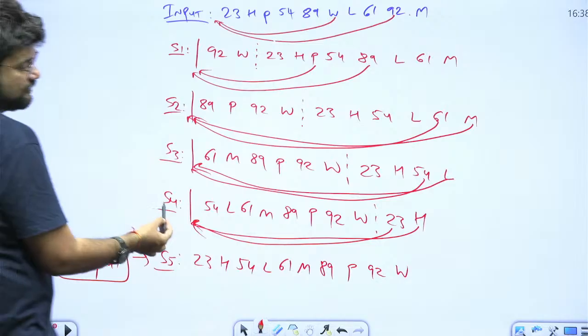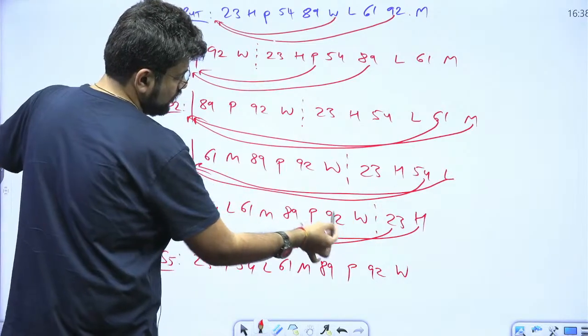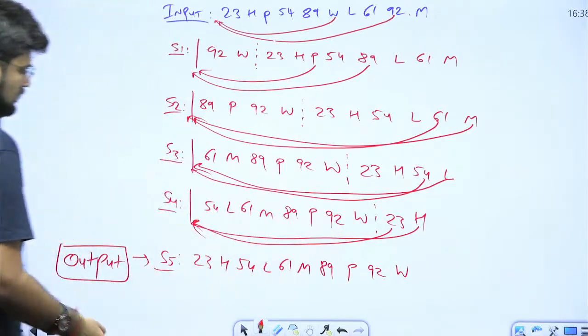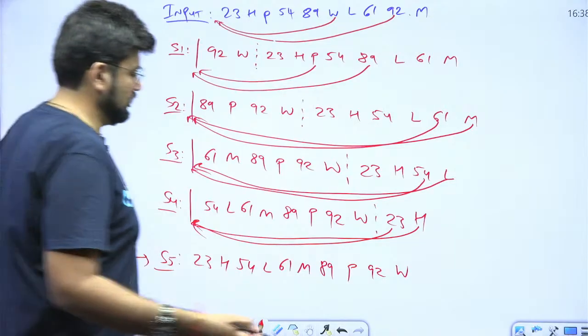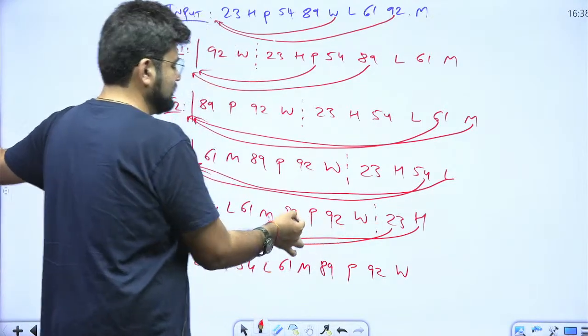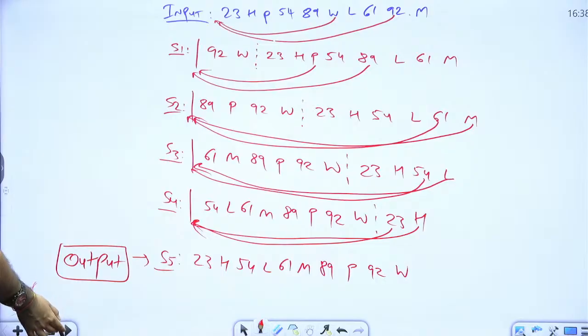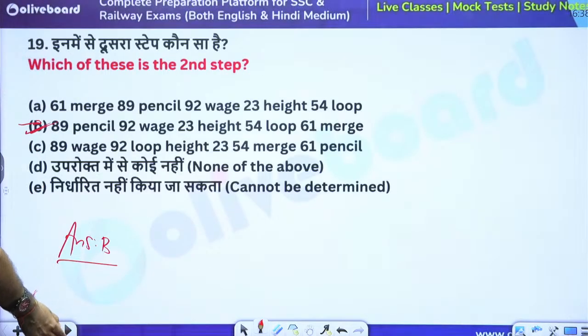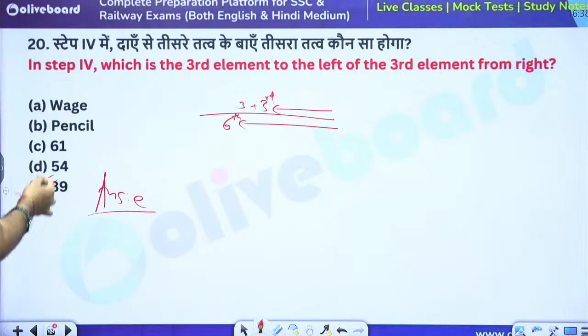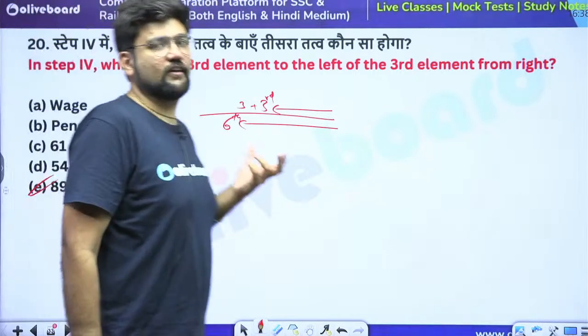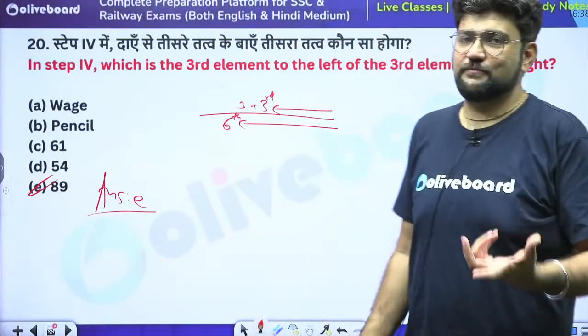Step 4, sixth element from the right end. So 1, 2, 3, 4, 92. Correct? Oh, sixth element, sorry. 1, 2, 3, 4, 5, 6, 89. 89. Option. Good that we didn't have 94 here. Brain fog, it happens sometimes with the best of people, right?